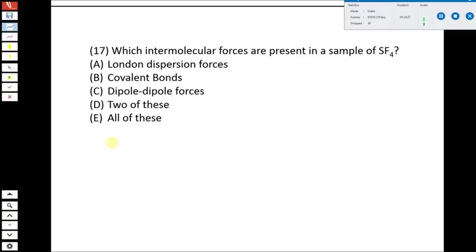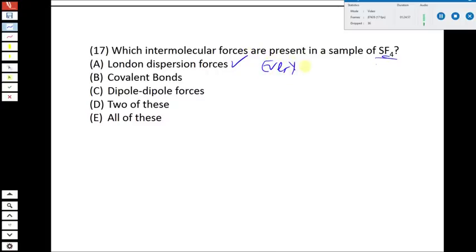That's pretty accurate. So the first question deals with intermolecular forces. We want to know which intermolecular forces are present in a sample of SF4. We have London dispersion forces, covalent bonds, dipole-dipole forces, 2 of these, or all of these. So the first one, London dispersion forces, we can always consider because everything has London dispersion forces.